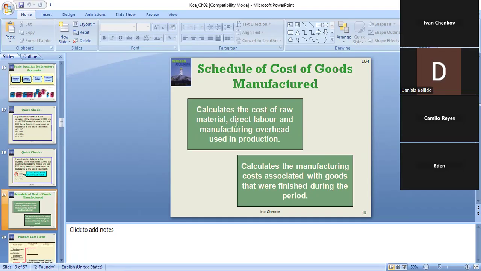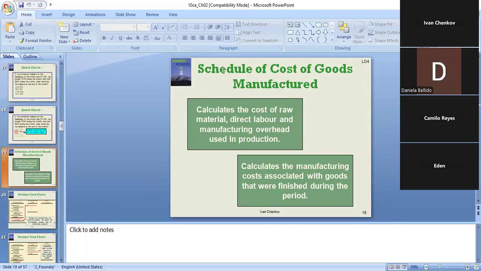In order to calculate the cost of goods, material, direct labor, and manufacturing overhead, and also calculate the manufacturing cost, which is associated with the finished goods that are finished during the period. So for that reason, we have this schedule of cost of goods manufactured. So how are we going to start?